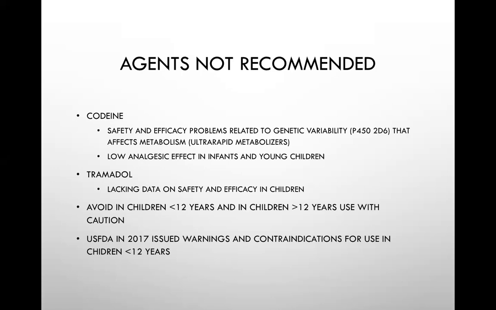Younger children and infants usually are not able to metabolize codeine, but older children are able to metabolize it much faster than even adults. Therefore, the potency and the bioavailability are not clear. They are called ultra-rapid metabolizers, which can lead to toxicity of the opioids.